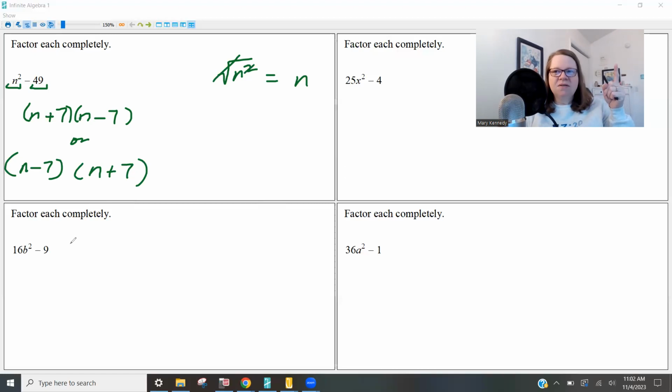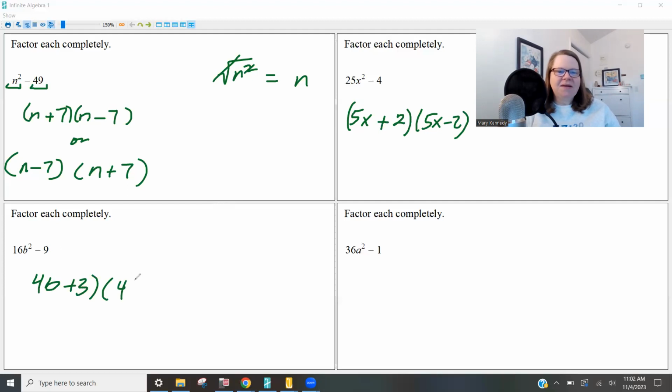Factor the first, take the square root of the first term, put a plus, square root of the second term, and then do the same thing, but put minus signs in between those two. Okay, so this will be 5x plus 2, 5x minus 2, 4b plus 3, 4b minus 3, and 6a plus 1, 6a minus 1.